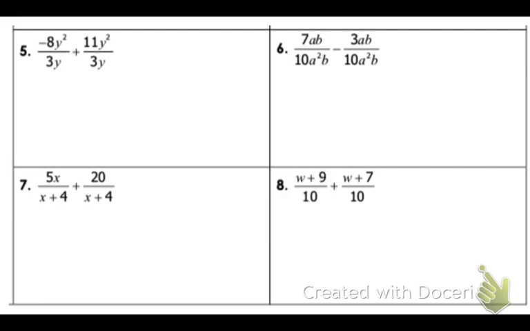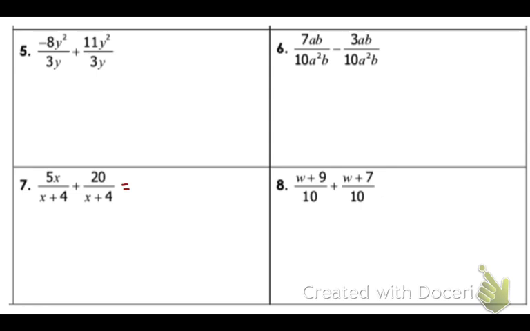Okay, for the next one, I'm going to do number 6. Alright, so for 6, same thing. Or, you know what? I'm not going to do 6 actually, because you should be able to do that one. I'm going to do 7. Alright, so same thing. Denominators are the same.